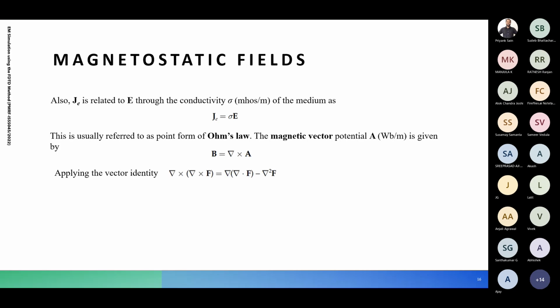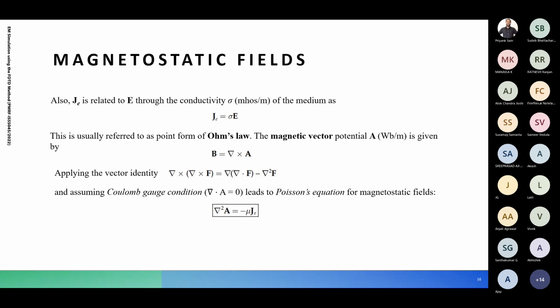Now, using this vector identity and the Coulomb gauge condition, which is given by the divergence of A equals 0, we get the Poisson's equation for the magnetostatic fields, which is given by del squared A equals minus mu times J. And when J becomes 0, we get the Laplace's equation for the magnetostatic field.